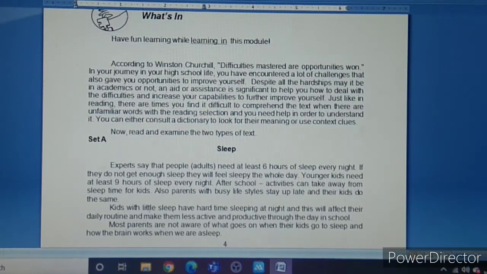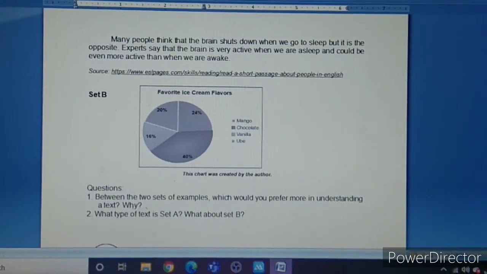Most parents are not aware of what goes on when their kids go to sleep and how the brain works when we are asleep. Many people think that the brain shuts down when we go to sleep, but it is the opposite. Experts say that the brain is very active when we are asleep and could be even more active than when we are awake.